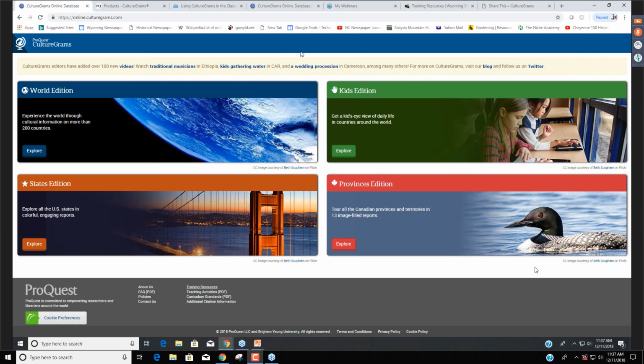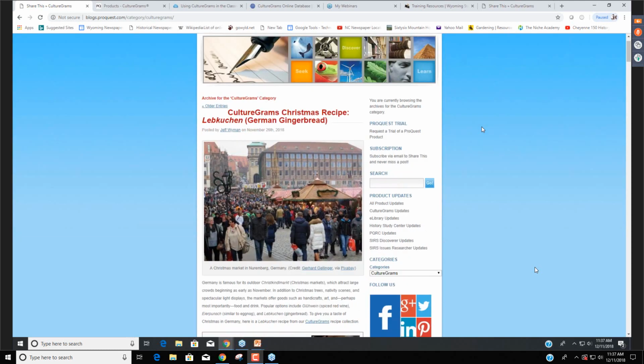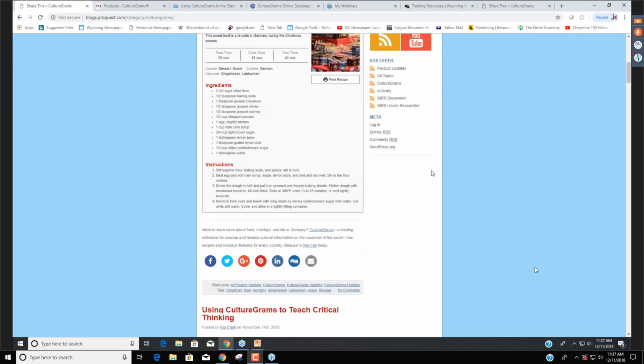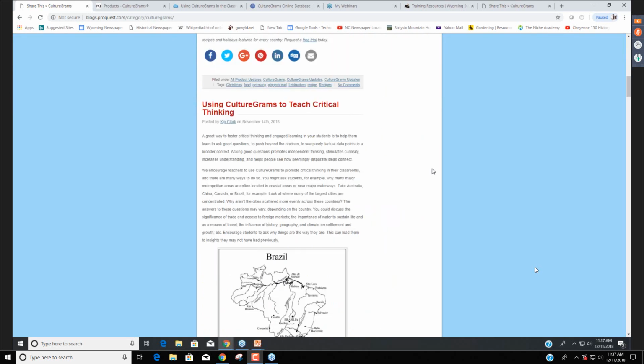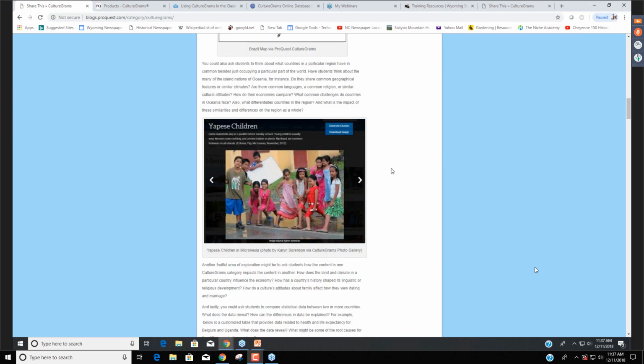The other thing back here on the main page you'll see is that across the top here in the beige line, there's a link to their blog. Their blog has a lot of variety. The first one that comes up right now is CultureGrams Christmas recipe for a German gingerbread, and it gives information about their markets and then the recipe. But then the very next one is using CultureGrams to teach critical thinking, and it has an actual lesson on using this resource to teach students about critical thinking.